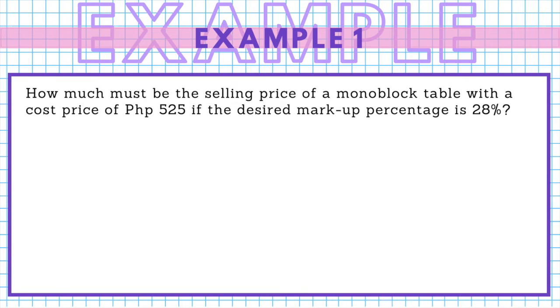So for example, we have this example. How much must the selling price of a monoblock table with a cost price of 525 pesos be if the desired markup percentage is 28%? So what we have to do is to determine what is given. We are given the cost price, which is equal to 525 pesos, as well as the markup percentage, which is 28%. So here we are to find the selling price of our monoblock table.